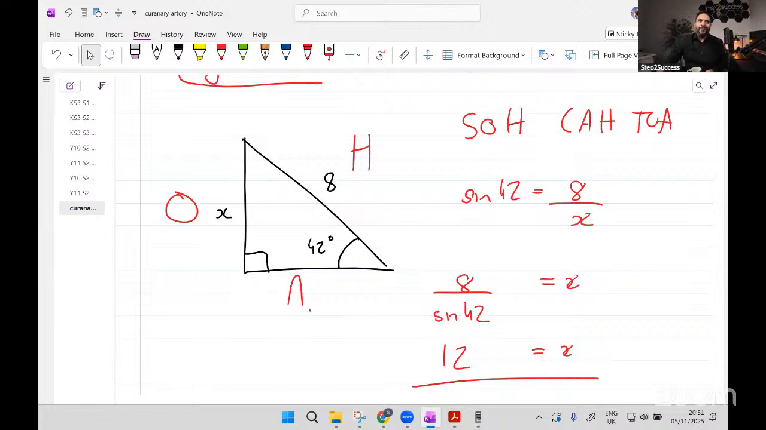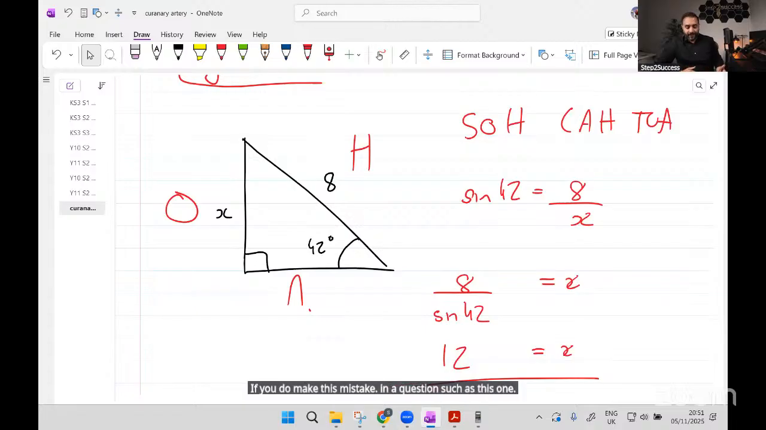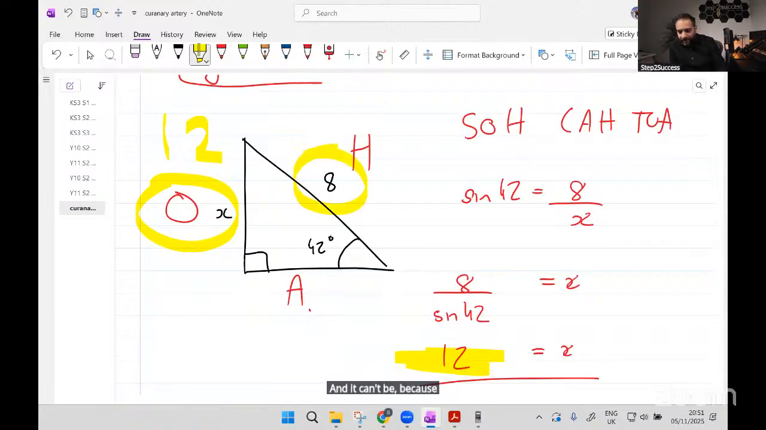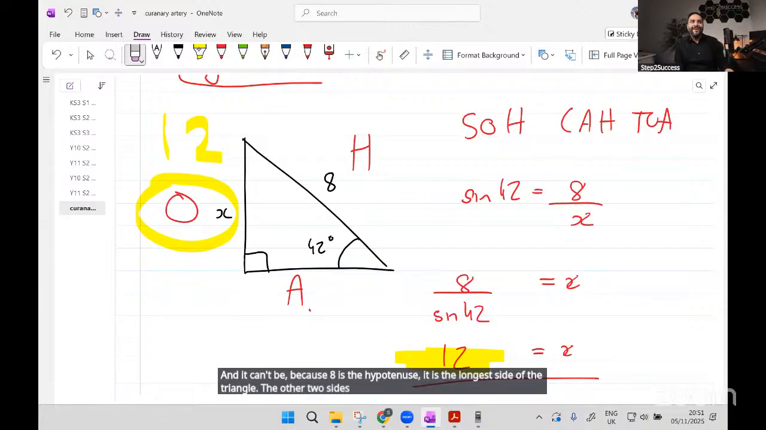It should be x divided by 8. Also, just to be clear, if you do make this mistake in a question such as this one, you should know immediately that you have made this mistake because you are telling me that this side is 12. And it can't be because 8 is the hypotenuse. It is the longest side of the triangle. The other two sides cannot be longer than 8. So therefore, clearly I have made a mistake somewhere.